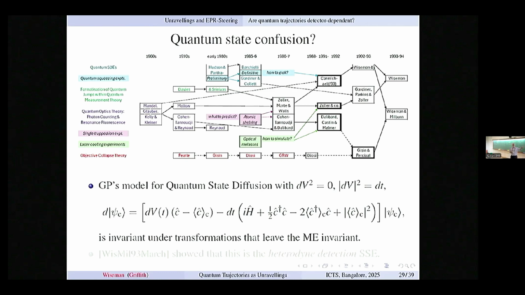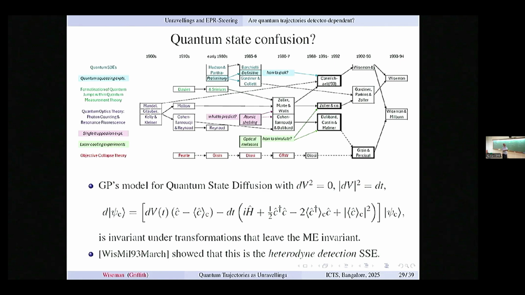This has a very nice property: it's invariant under the transformations that leave the master equation invariant. You might remember I talked about how we can add a complex number to the field before it's detected, and the master equation stays the same. That transformation doesn't change this stochastic Schrodinger equation at all. So it looks like a pretty special property, and they were excited and thought surely this must be significant, the unraveling, because it has such nice properties.